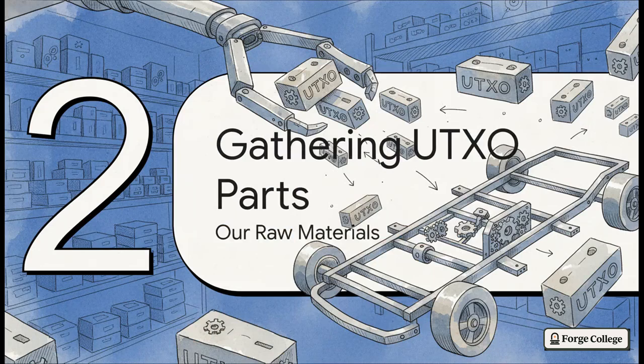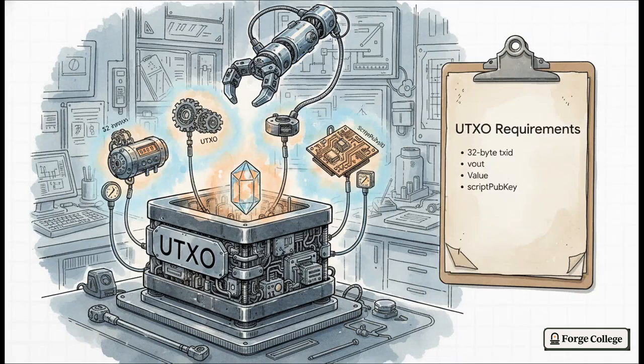Moving right along to Section 2, Gathering the UTXO parts, which are essentially our raw materials. So, before we start assembling, we need to gather our parts off the shelf. In the Bitcoin world, these are the unspent transaction outputs, or UTXOs. What exactly do we need to pull from these previous UTXOs? Well, we have four absolutely essential components.